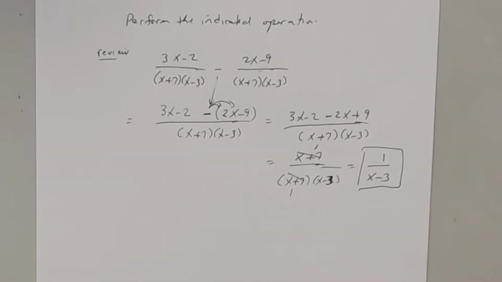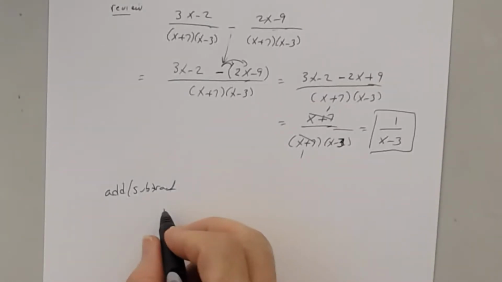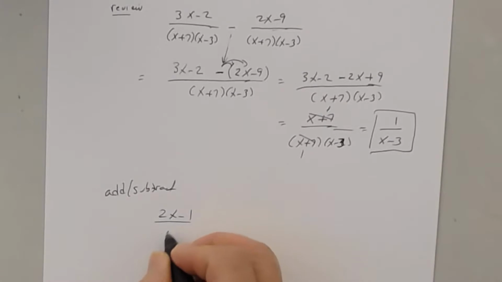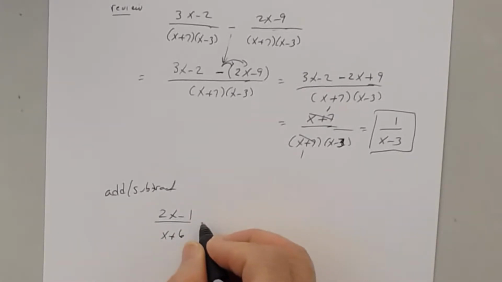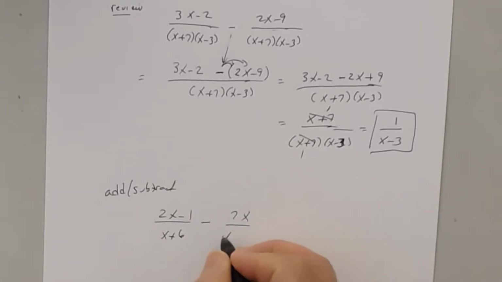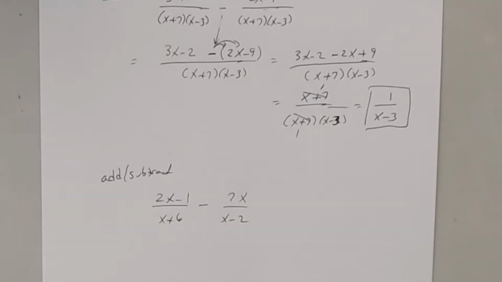Okay? Now, what we're going to do next class period is this idea. Next class period, we're going to add and subtract this kind. So suppose I had (2x - 1) divided by (x + 6), subtract 7x divided by (x - 2). What do you notice about those two rational expressions that I'm subtracting? The denominators are not alike. They're different.